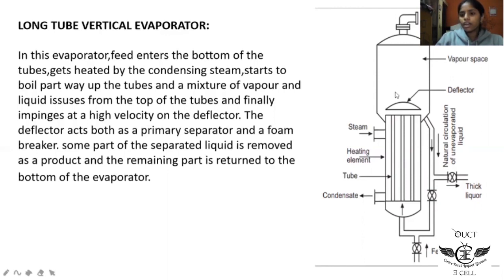From the deflector, the vapor goes into the vapor space, and from there it is removed as the vapor outlet. It is used generally for foamy and frothy liquors, and it is used in condensing milk and concentrating black liquor in the paper and pulp industries. This is about the long tube vertical evaporator.